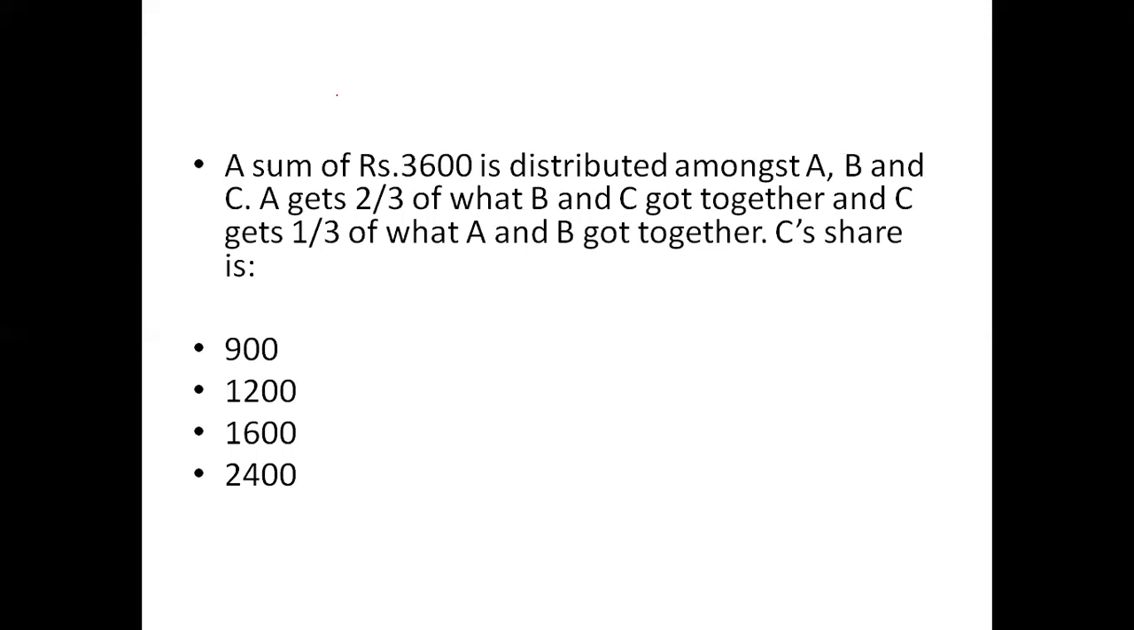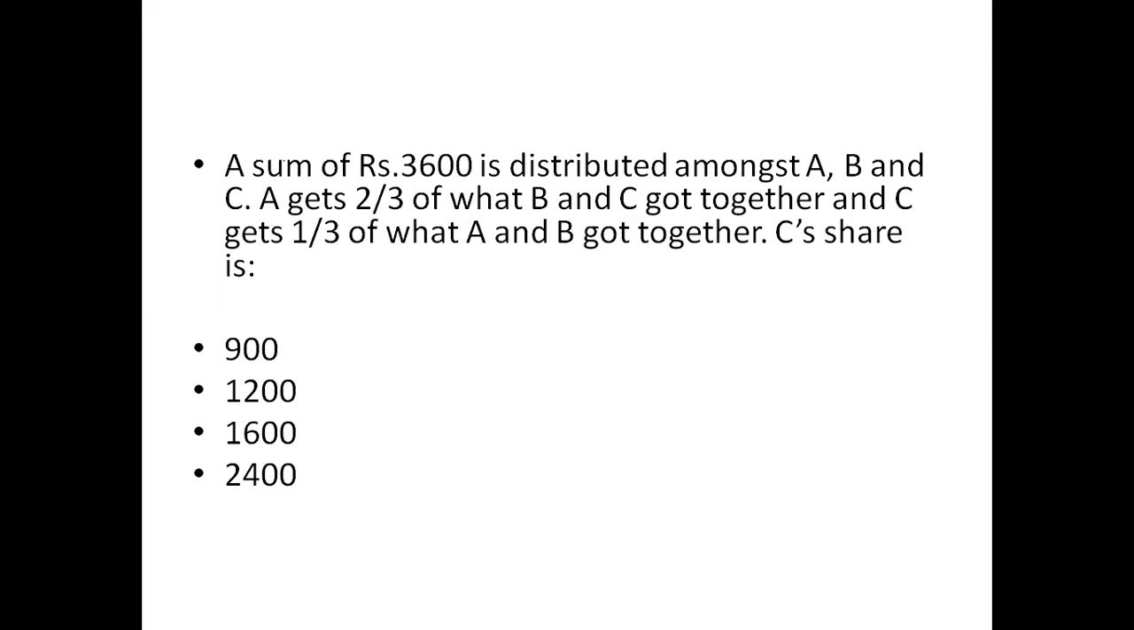As I said, there is a story in the question. We need to understand the story to solve the questions. A sum of rupees 3,600 is distributed amongst A, B, C. A gets 2 by third of what B and C get together, and C gets 1 by third of what A and B get together. So they're asking for share of C. I will help you to solve this question, students.